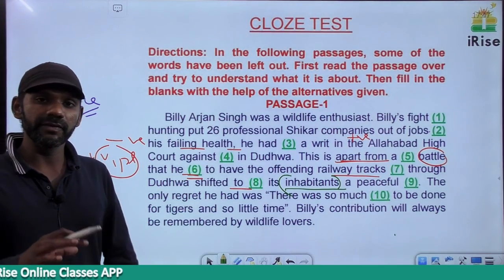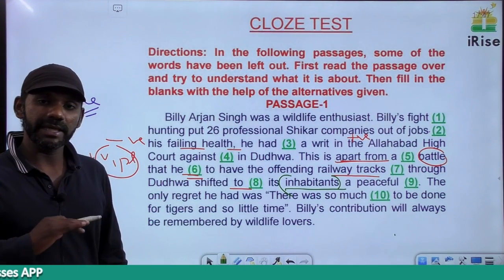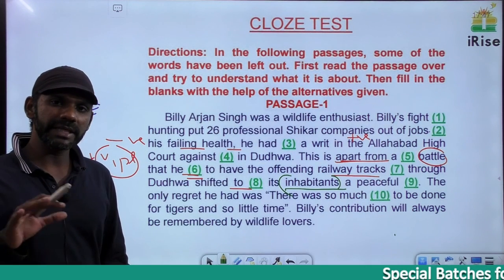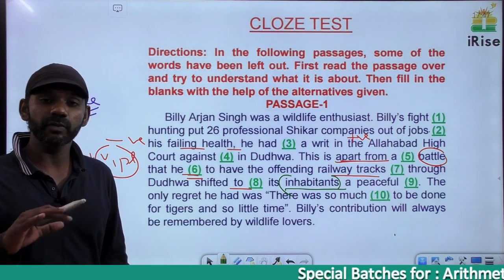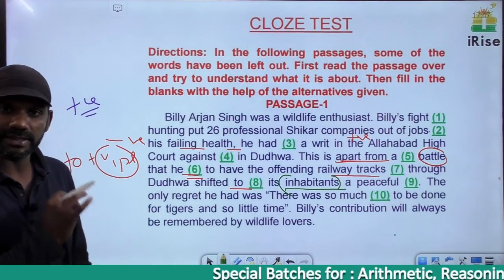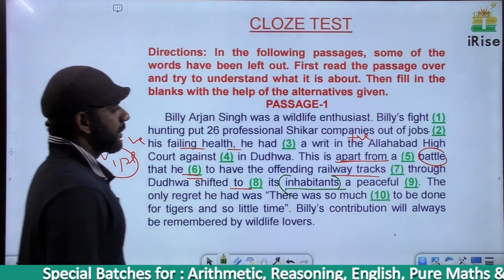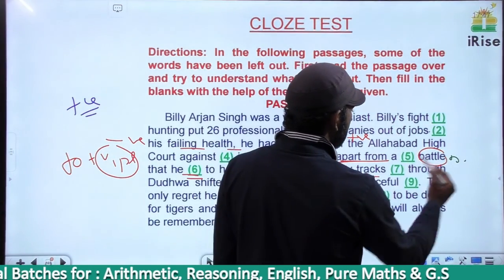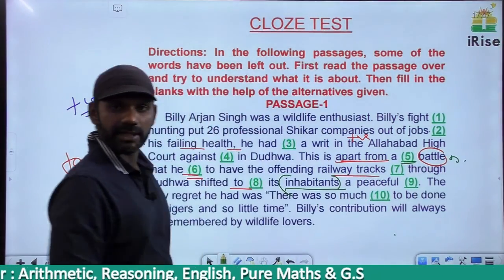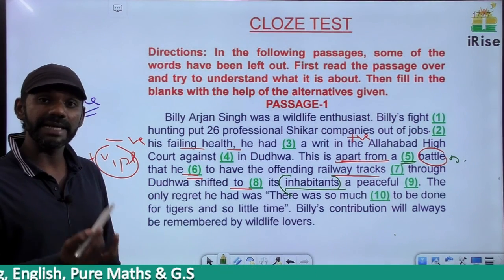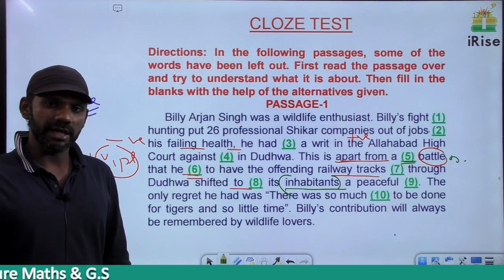That means he did not give up. He continued fighting till the time he became successful. So until he became successful, he continued fighting without surrendering. That's the meaning of this statement. This is apart from a dash battle. Battle is a noun, so blank 5 must be filled with an adjective. And that adjective must describe battle. What kind of battle? I told you, he started fighting the battle.